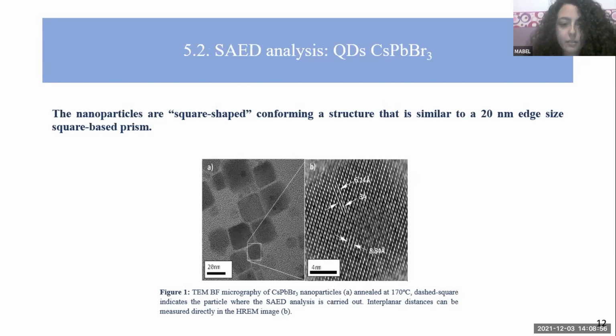To explore the crystalline configuration of the different samples, TEM analysis is carried out. Bright field images were acquired, and in the cases in which well-aligned nanoparticles were obtained, we did a selected area diffraction pattern study. In this regard, Figure 1A shows a TEM bright field micrograph of cesium lead tribromide nanoparticles annealed at 170 degrees. It can be observed that the nanoparticles are square-shaped, conforming a structure that is similar to a 20 nanometer edge-side square-based superstructure.